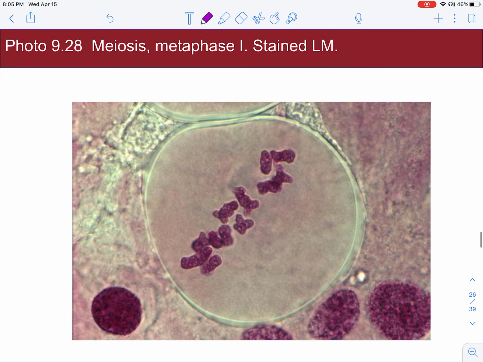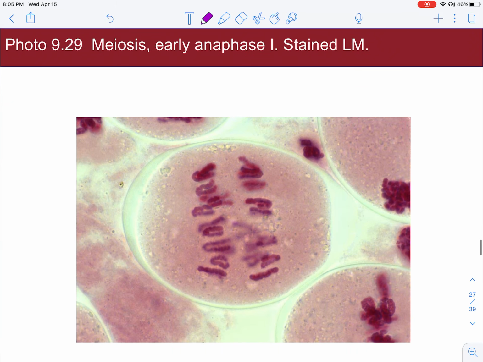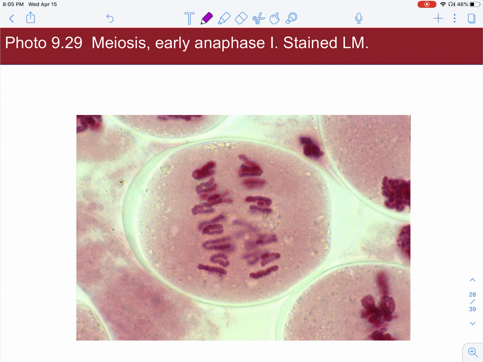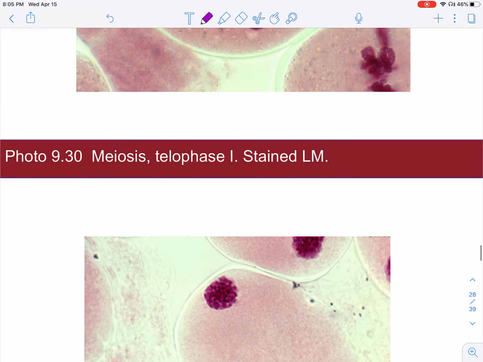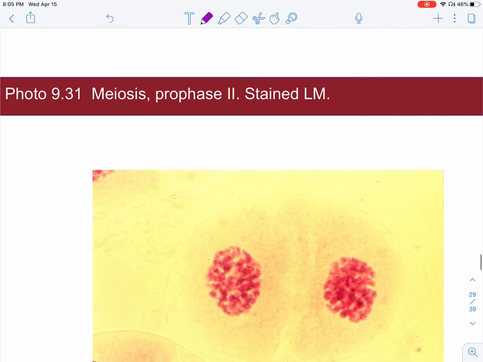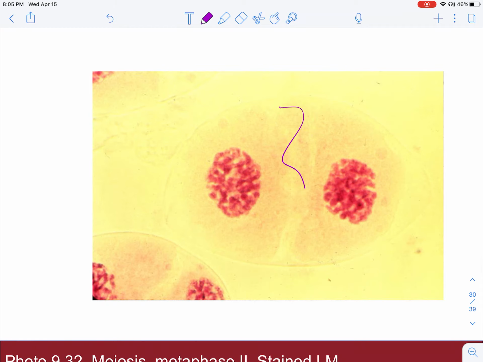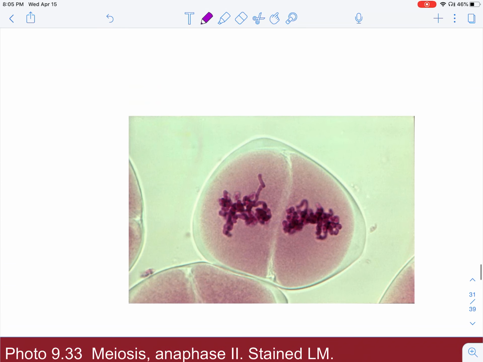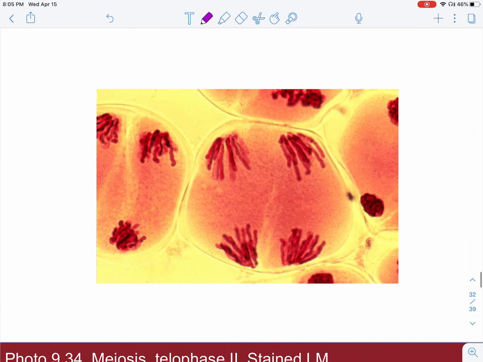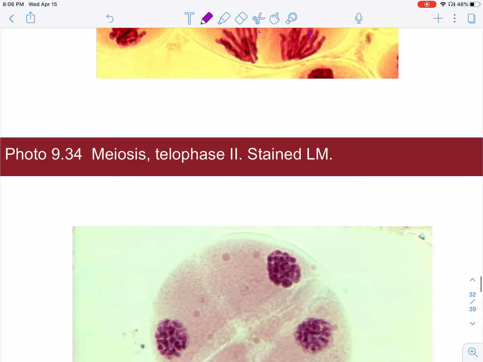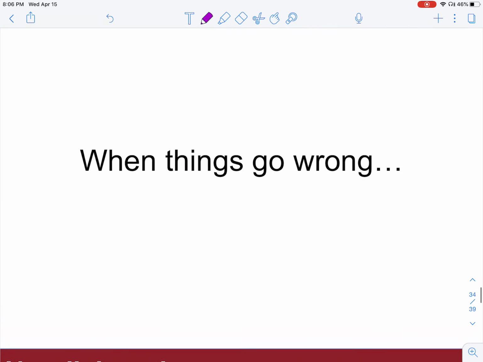So this is metaphase one, in which the homologous chromosomes are aligning along the metaphase plate. This is anaphase one, in which the homologous chromosomes are segregated. And then telophase one, prophase two, we now have the two cells that are now going to divide their sister chromatids. This is metaphase two. We know that because there are two of them in these separate cells. Anaphase two, in which the sister chromatids are segregating from each other, and telophase two.